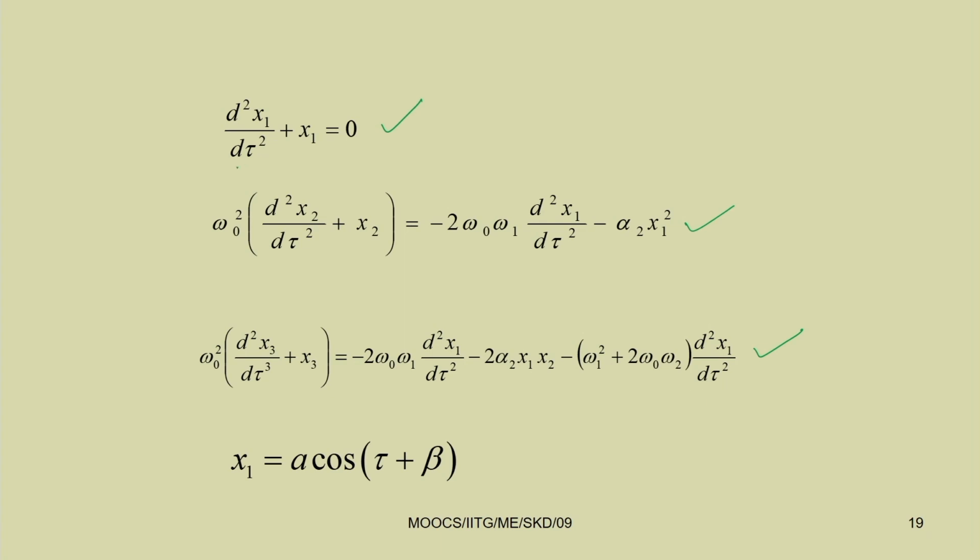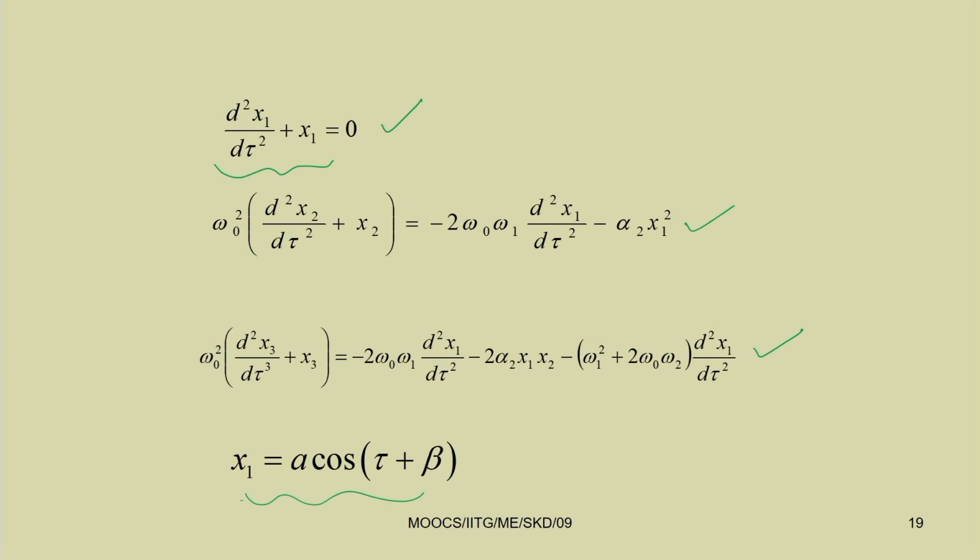So, what we are doing? On the left hand side we are keeping the unknown parameters, and on the right hand side we are putting all the known parameters. By solving this first equation, you can get the solution in this form, that is x1 equal to a cos tau plus beta. Here this is a second order differential equation, and here your omega equal to 1. So, the solution is a cos omega tau plus beta, with omega equal to 1, so this becomes tau. Here a and beta are constants; otherwise you can write it in the form a cos tau plus b sin tau, or using the exponential form also.